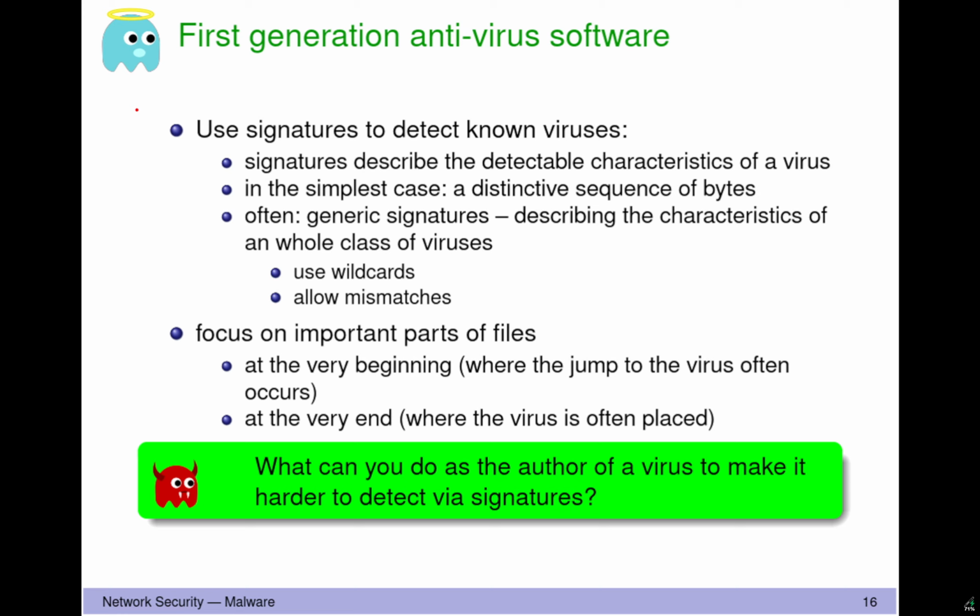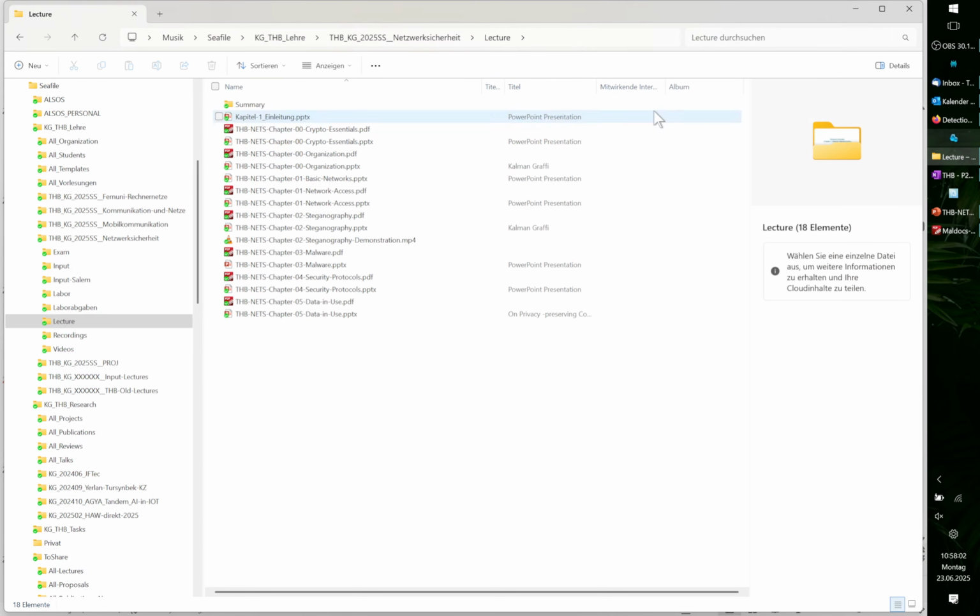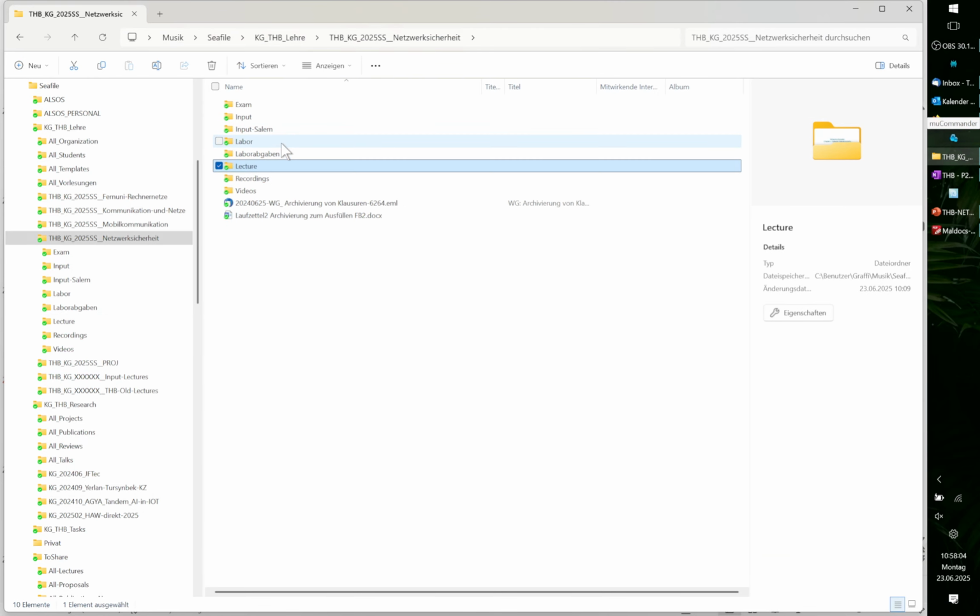Okay, so here is the first summary. We use signatures to detect known viruses. A signature describes a detectable characteristic of a virus. If you think back to the intrusion detection systems that we had, it's very similar. An intrusion detection system is actually a virus scanner for networks.